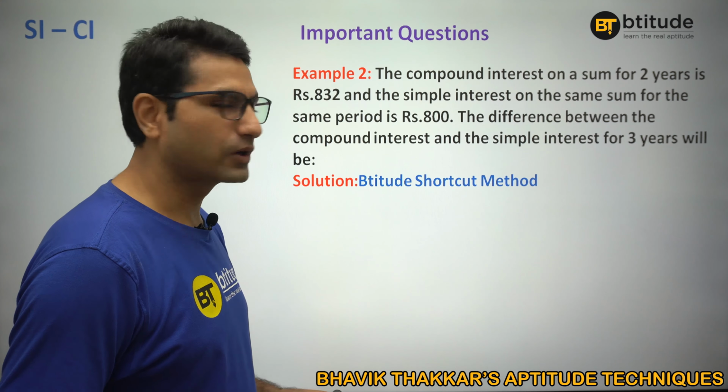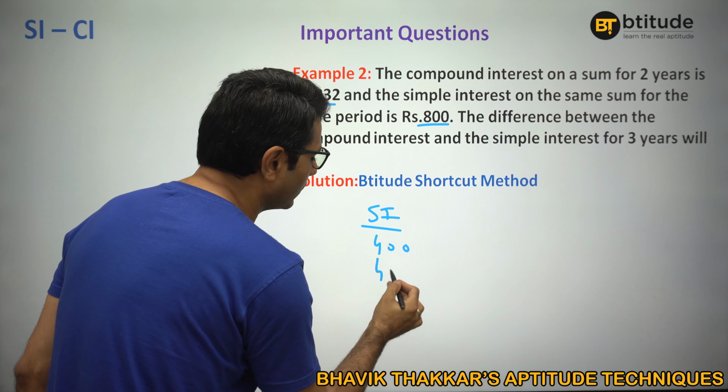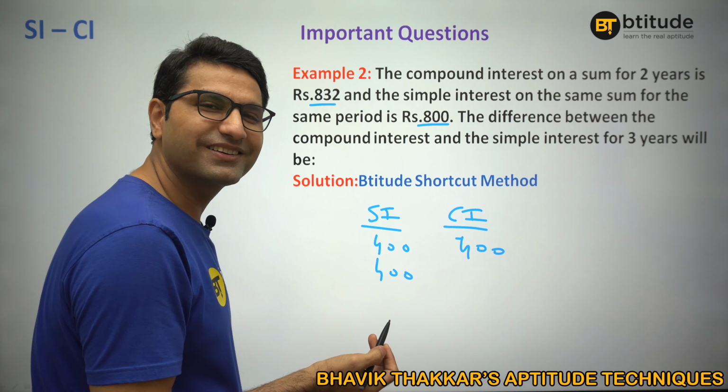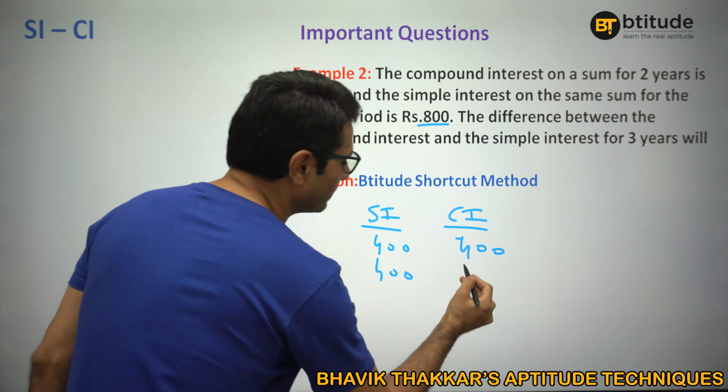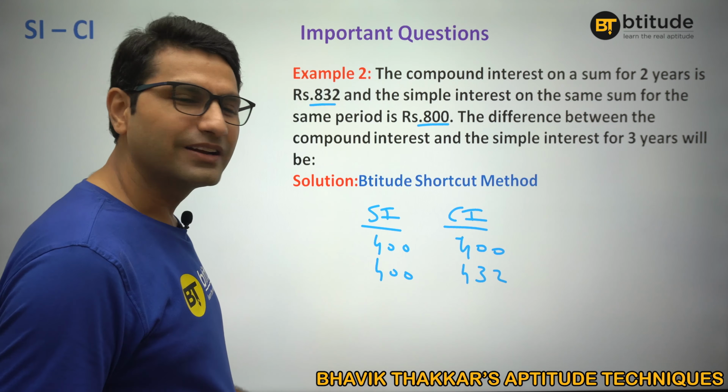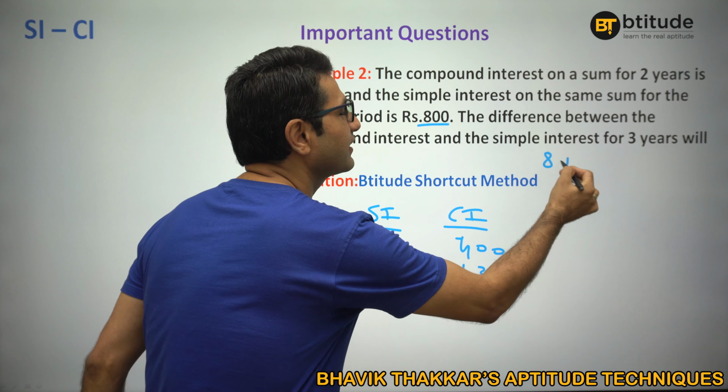Now as soon as I look at the question, I know simple interest is always equal. So if 2 years it is 800, it has to be 400, 400. And compound interest, first year it is always equal to simple interest, but total is 832. That means next year it is 432, right? Now as soon as I have a look at it, I understand one thing. What is that understanding? That the rate has to be 8%, right? Because I am getting 32 rupees more on the previous interest, 400. It's the same concept. So I understand the rate of interest is 8%.